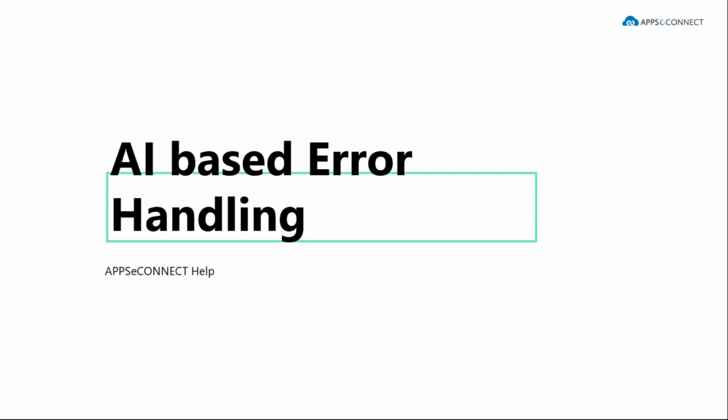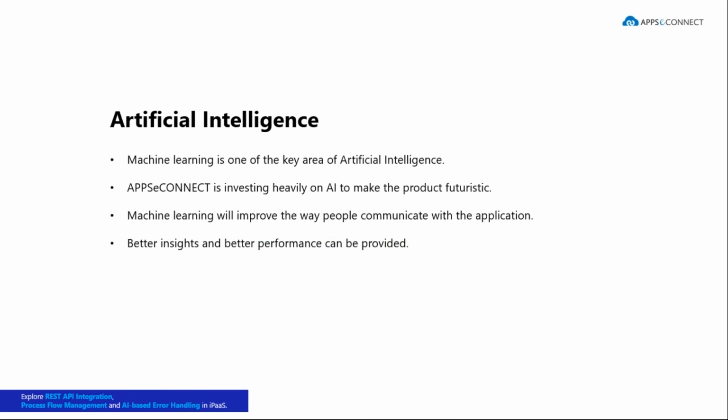Now, moving on, we are now going to introduce the biggest feature as of now in our product, that is artificial intelligence. Artificial intelligence is the buzzword nowadays, so how could we stay back? In APPSeCONNECT, we have used artificial intelligence for error handling of the sync process during the data sync of two applications. So what is artificial intelligence? Abhishek, could you please take us through that?